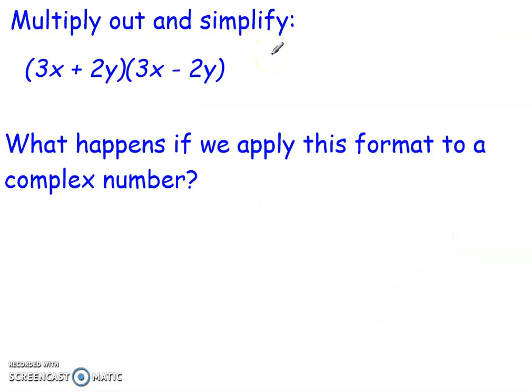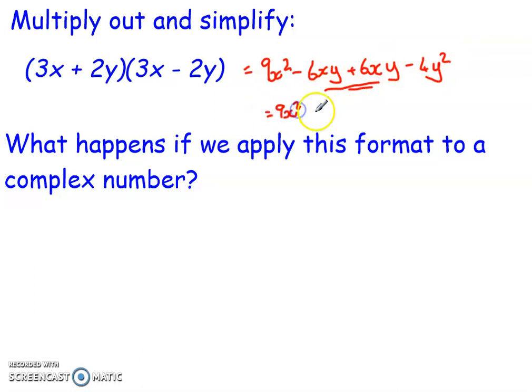So let's imagine I went back and I said to you, can you multiply it and simplify 3x plus 2y times 3x minus 2y? Well, if I were to do that, I get 9x squared take away 6xy plus 6xy take away 4y squared. And what would happen is these two parts here in the middle would disappear, and I'd end up with 9x squared take away 4y squared. This is our difference of two squares. So if you remember, we've got a squared minus b squared equals a plus b, a minus b.